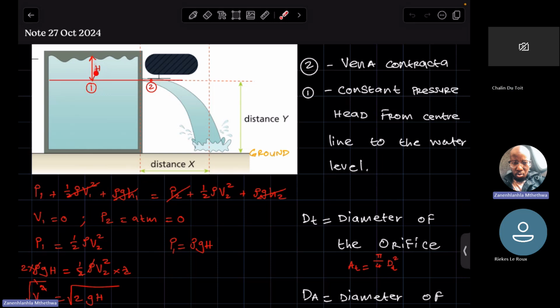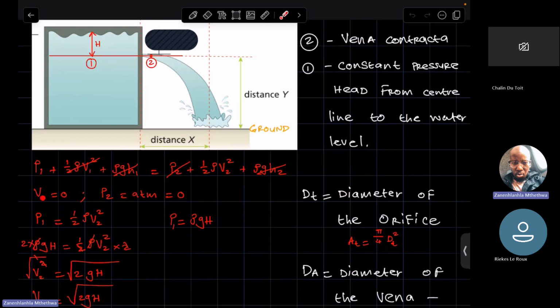because there is a column of fluid above point 1, whereas in point 2, there is no column of fluid essentially above this point. Hence, H for P2 will be approximately equal to 0. If it's equal to 0, then it means P2 is also equal to 0. That is why this term falls away. And then of course you are going to have some velocity of the water jet at this point, hence this term you leave exactly as it is.